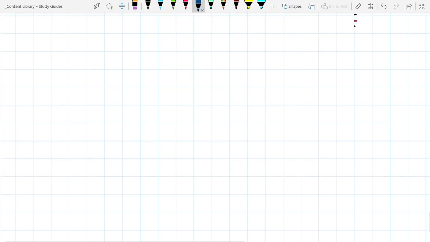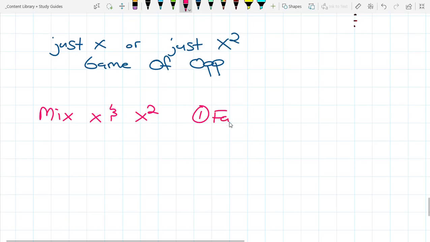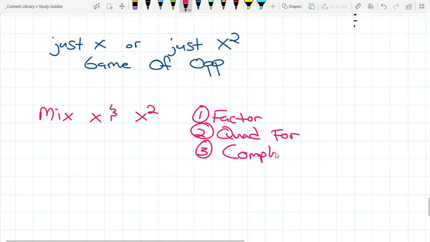All right, solving for variables. If you have just x or just x squared, you're going to do the game of opposites. If you mix x and x squared, you are either going to factor, use the quadratic formula, or complete the square. So when you solve these, always identify what you're starting with, so that way you can decide how to solve.